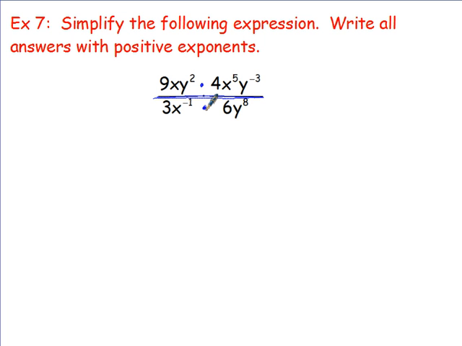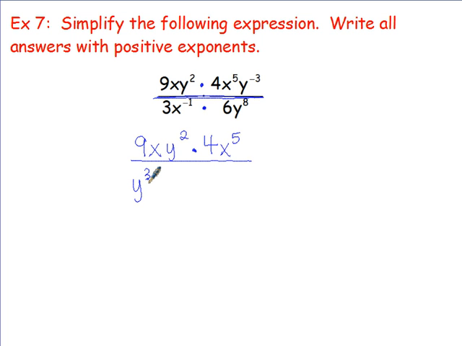So first question, parentheses, no. Second question, is everybody happy? No. So that's where we're going to start. We're going to move people around. On the top, 9, happy. X is happy. Y squared is happy. Times 4 is happy. X to the 5th is happy. Y to the negative 3, not happy. That's the first one we got to move. He moves from the top to the bottom and becomes happy.